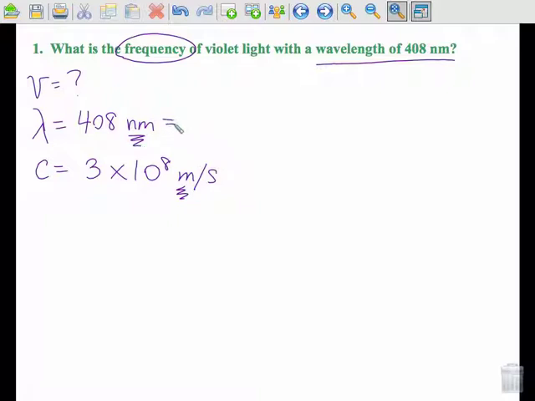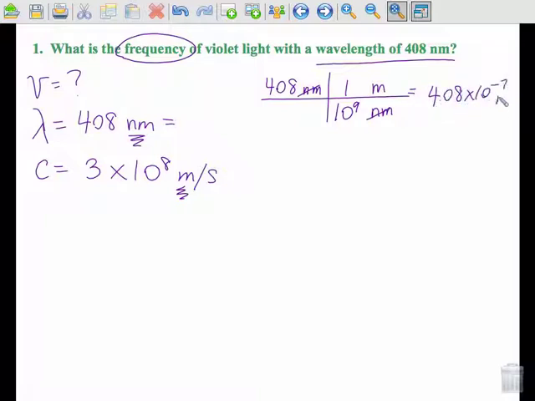Very easy to convert though, because I gave you the conversion at the top. So I'm just going to go up here to show you how you would convert that. I'm going to use my tic-tac-toe board. So 408 nanometers. Nanometers goes on the bottom, meters on the top. 10 to the 9th nanometers in 1 meter. So I'm going to divide and get 4.08 times 10 to the negative 7th meters. So you see that that's really small. That's why they're using nanometers here, because that number is just so small.